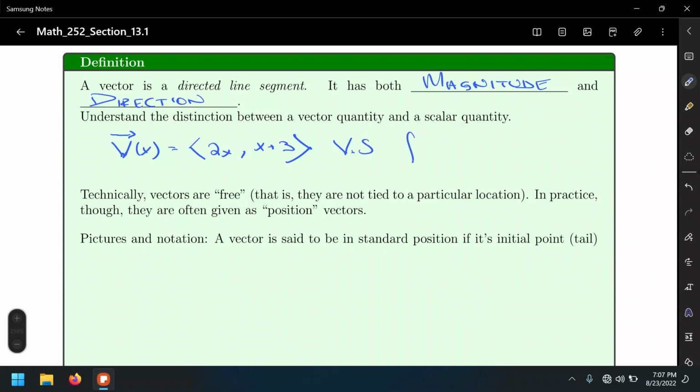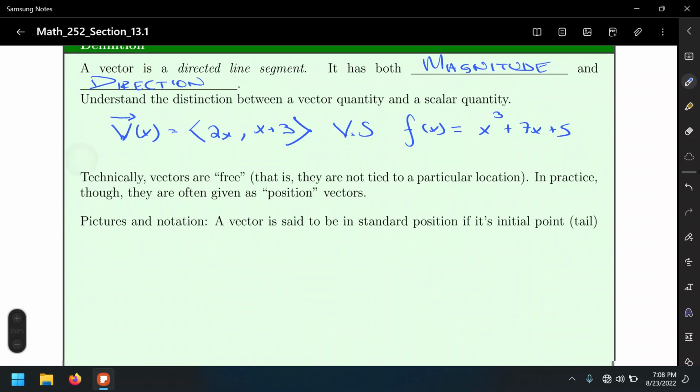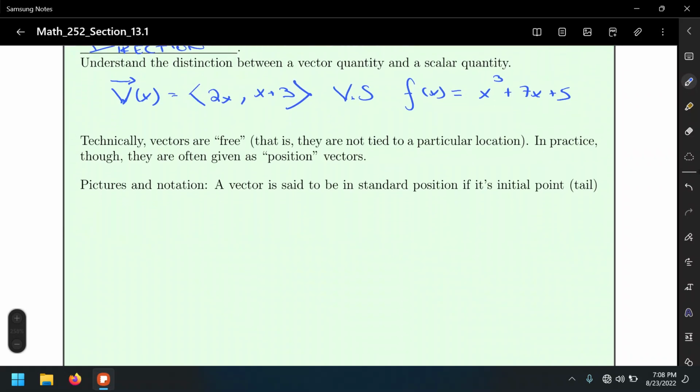For a scalar quantity, just any random function f of x, x cubed plus 7x plus 5, any function that just describes a collection of points, in this case a cubic polynomial, or a parabola, or a radical, etc. These new kinds of parentheses that we have, angular parentheses, are to describe vectors, but most importantly is the arrow at the top of the variable. All right? Well, what are these vectors anyway?